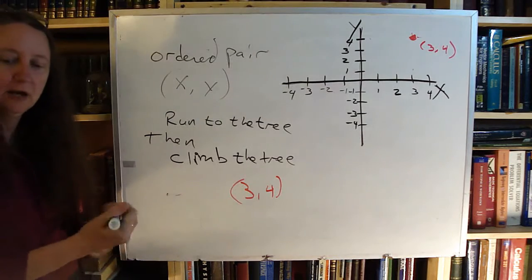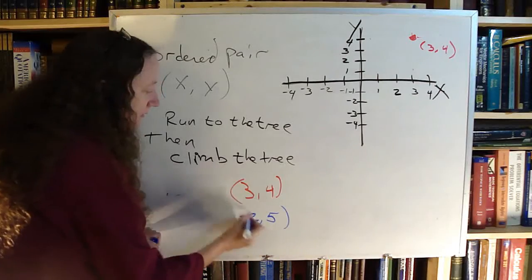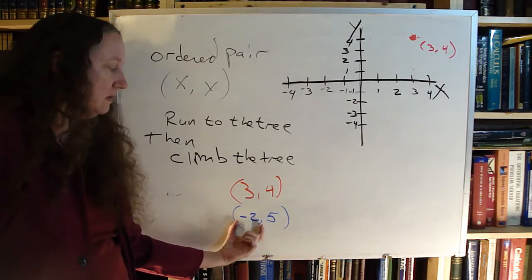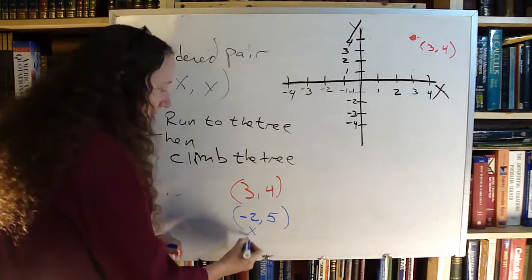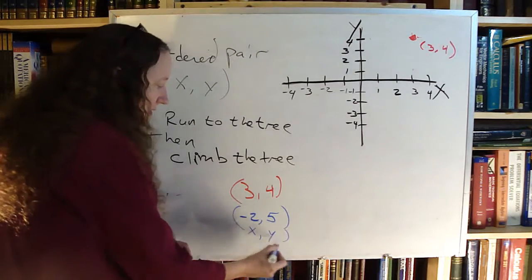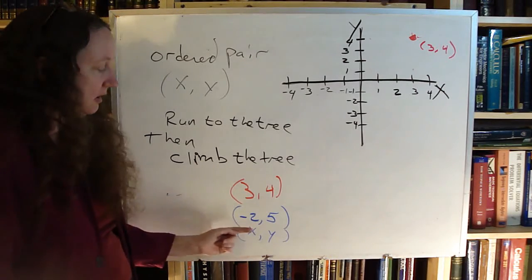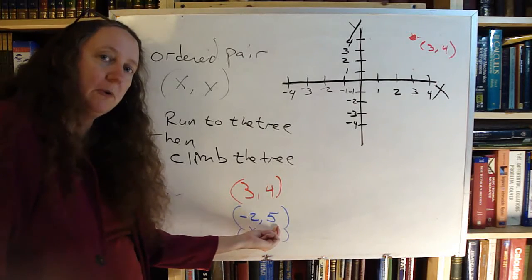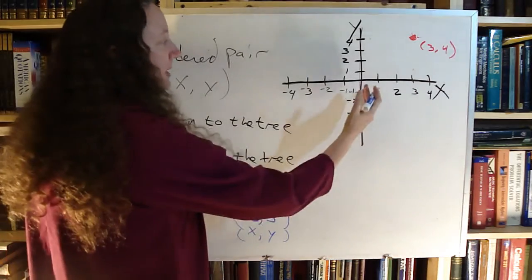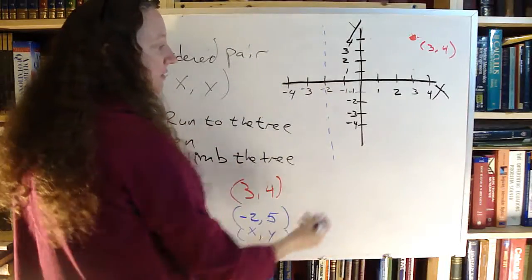Let's do another example of that. -2, 5. So my x-coordinate and my y coordinate. How far do I go left or right? Comma. How far do I go up or down? So x is -2. That's telling me that I want to go to the -2 here. And I know that my dot is going to be somewhere along that line.